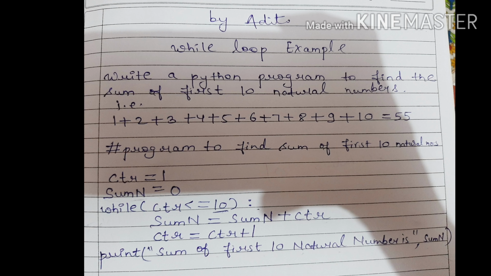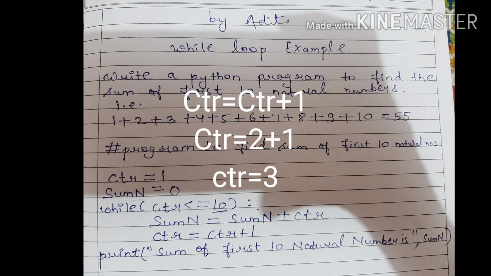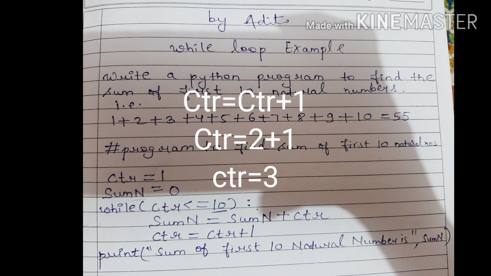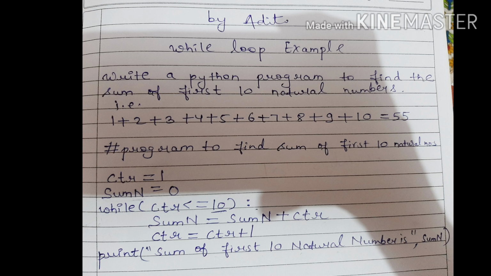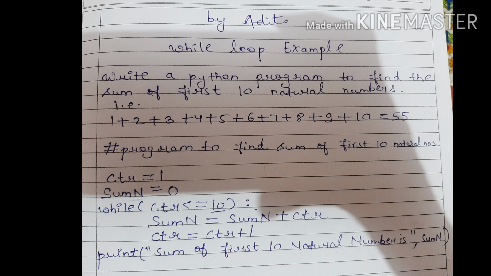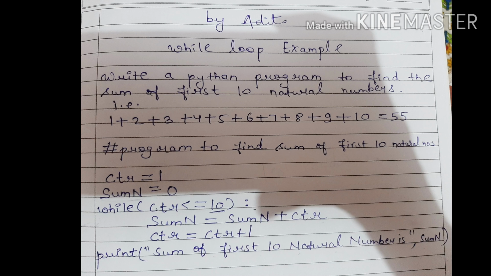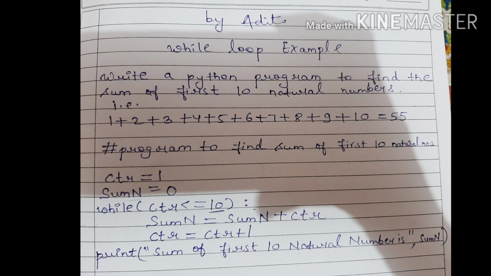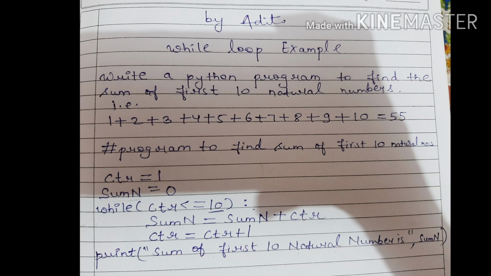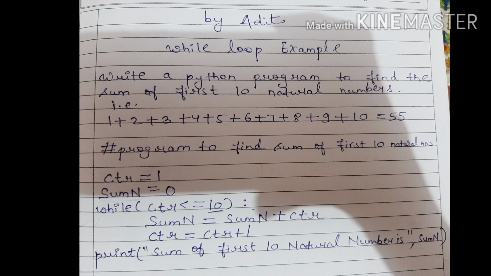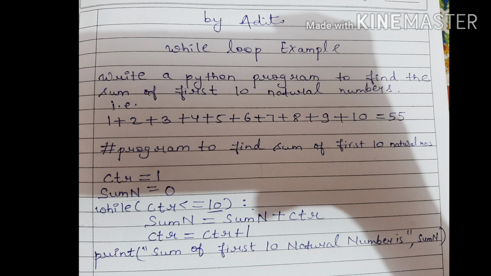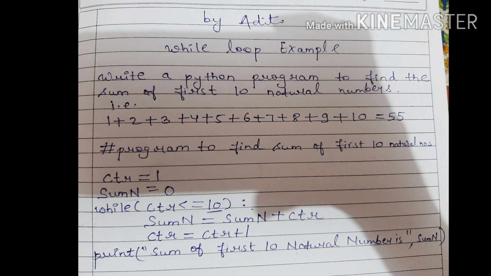Now 2 plus 1 equals 3, so ctr new value now becomes 3. Now check it again whether 3 is less than equals to 10. We know that 3 is less than equals to 10 is true. Now go inside the body of the loop, sum n equals to sum n plus ctr. Sum n previous value was 3 and ctr new value is 3. So 3 plus 3 now becomes 6 as the new sum.